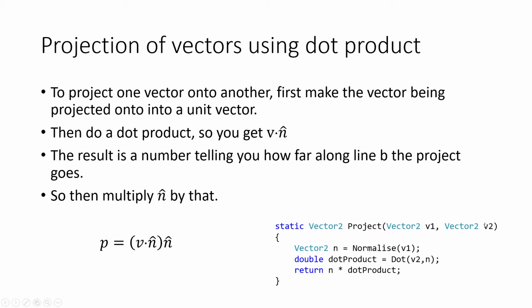Here's the code for it. Take two vectors, normalize one of the vectors, do a dot product between that normal and the other vector, and return the normal times that. So that n is that n. Oh yeah, n's normalized. So that n there is that n hat, and that dot product is that dot product there. So that's how you would do that in code.